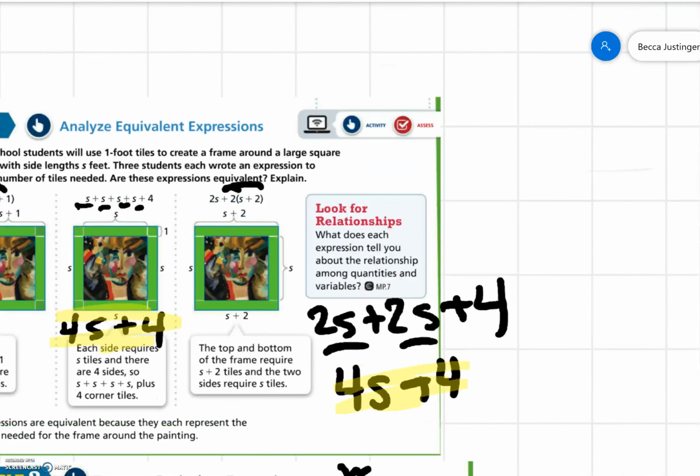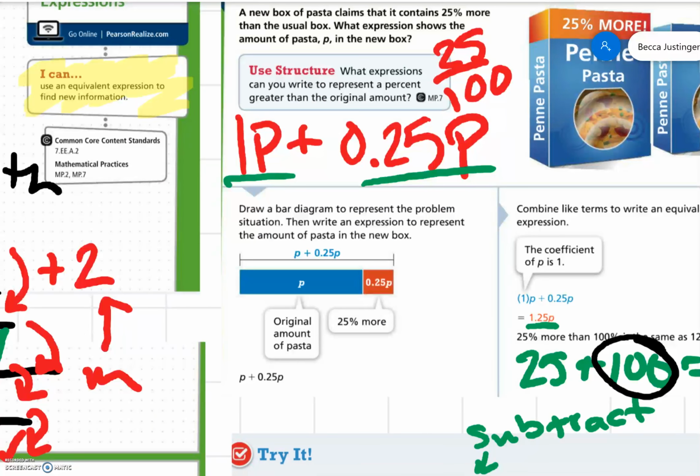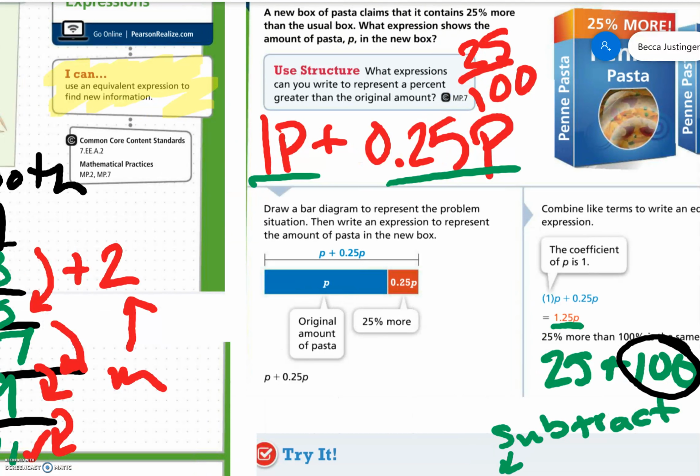Okay, 7th grade, let's say it. I can use an equivalent expression to find new information.